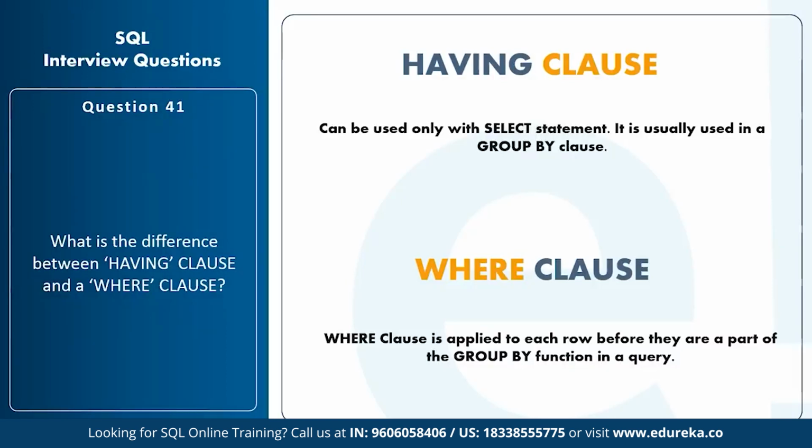So having clause is basically used with the select statement, and it is usually used with the group by clause. When the having clause is not used with the group by clause, the having clause behaves like a where clause. So guys, that was about the difference between the having clause and the where clause.